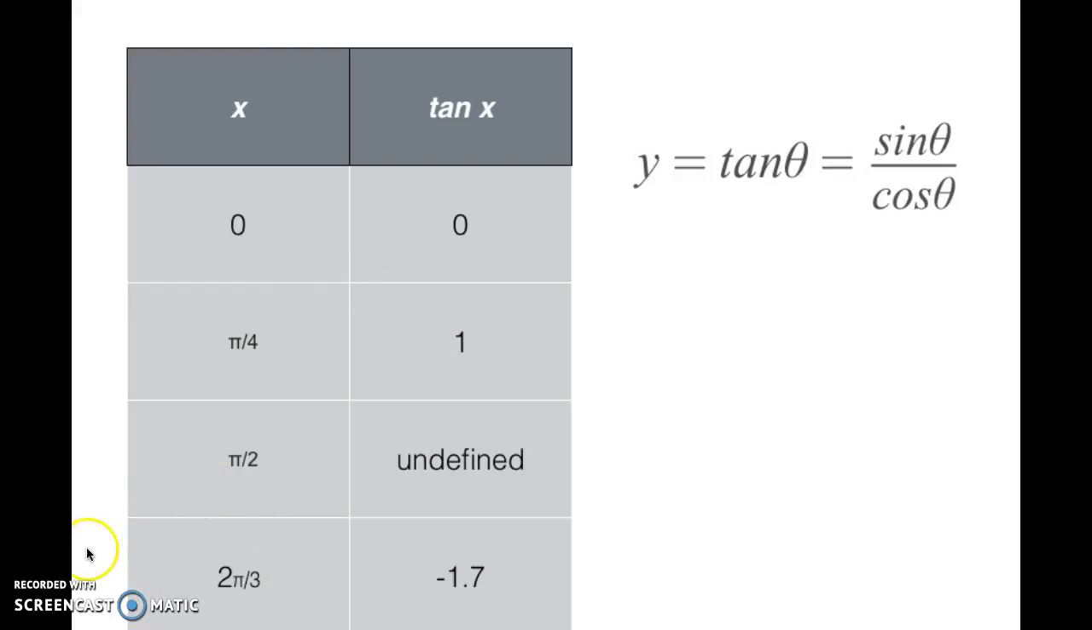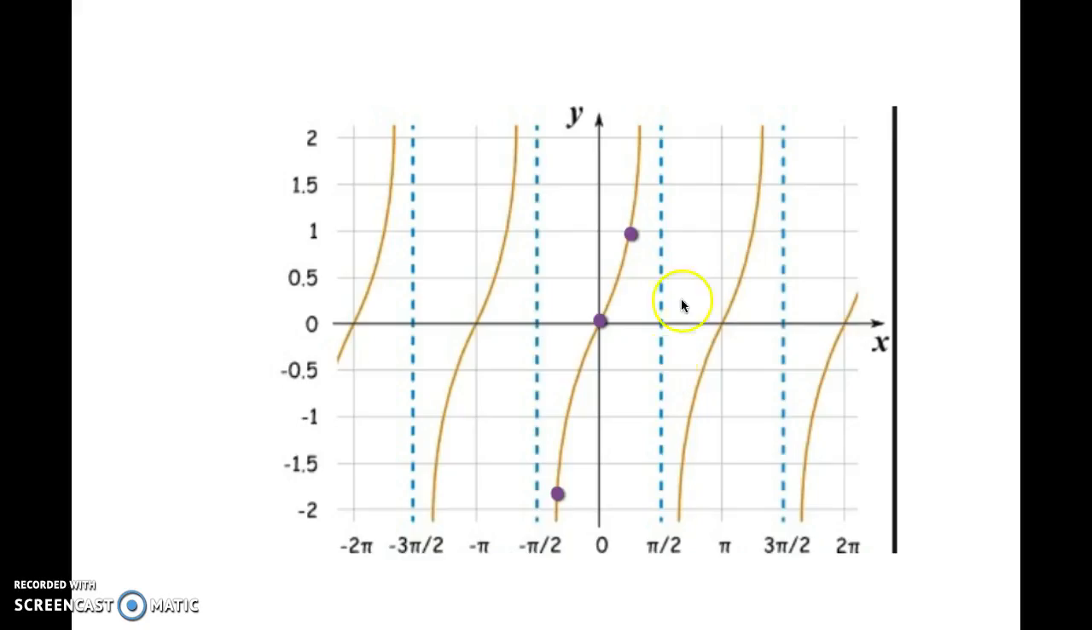Then we can graph 2 pi over 3, and as we see, we cannot cross the pi over 2 asymptote. We will graph 2 pi over 3, which is x is 2 pi over 3 and y is negative 1.7. And that is right here. And then we can connect the points with a line. Once we do this, we have graphed the graph of tangent.